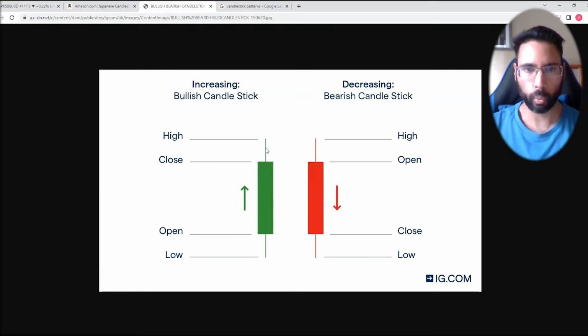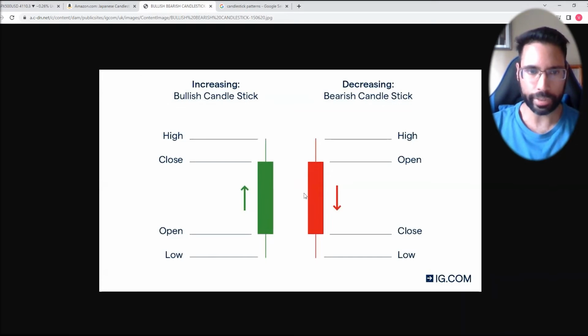So you have your wicks and your bodies, and on both candles the wicks represent the very low and the very high of the price. The only thing that differentiates a green candle from a red candle is that in a green candle, the close is higher than the open, which means price is going up, whereas in a red candle, the close is lower than the open.